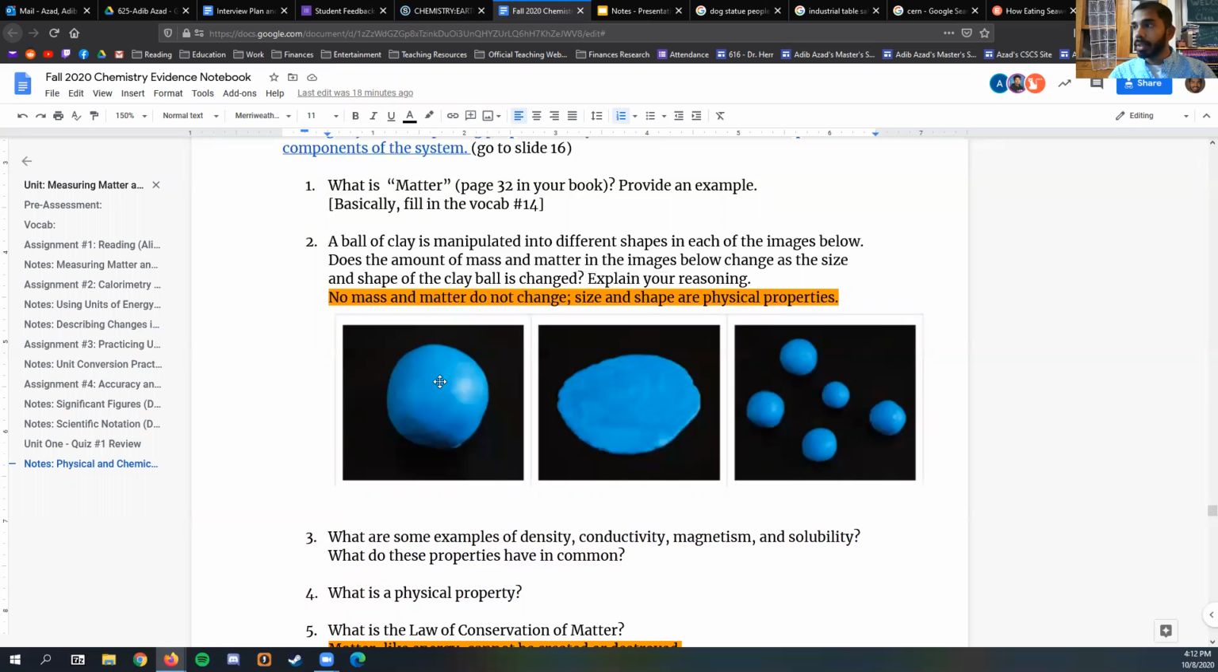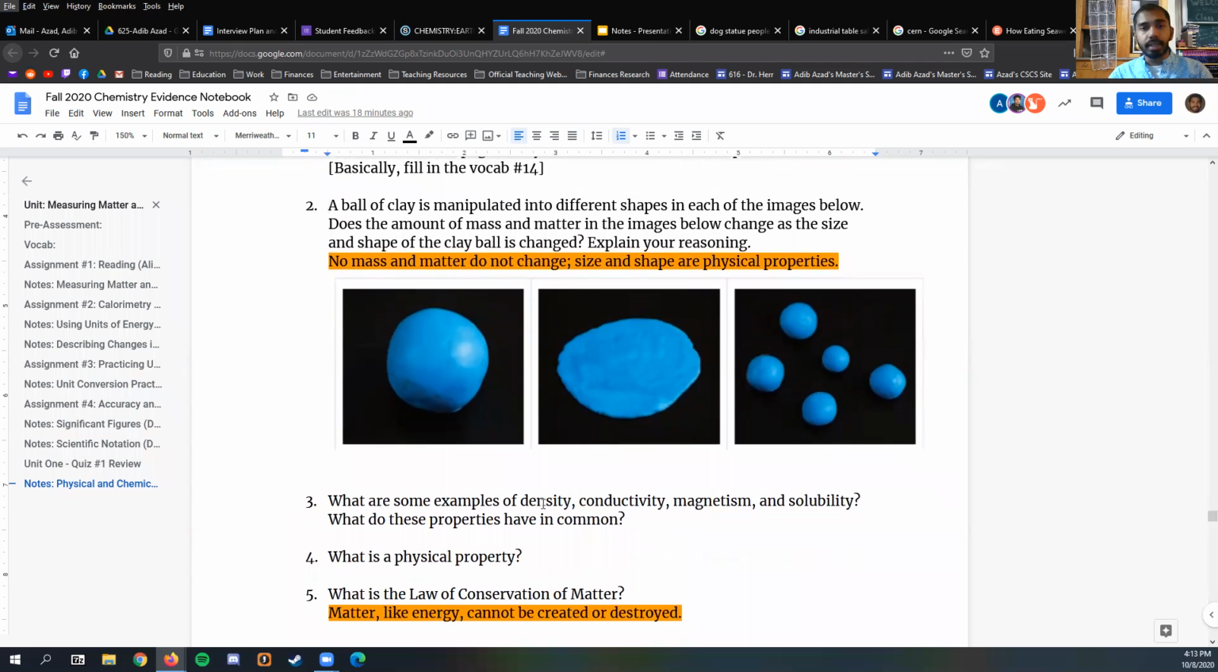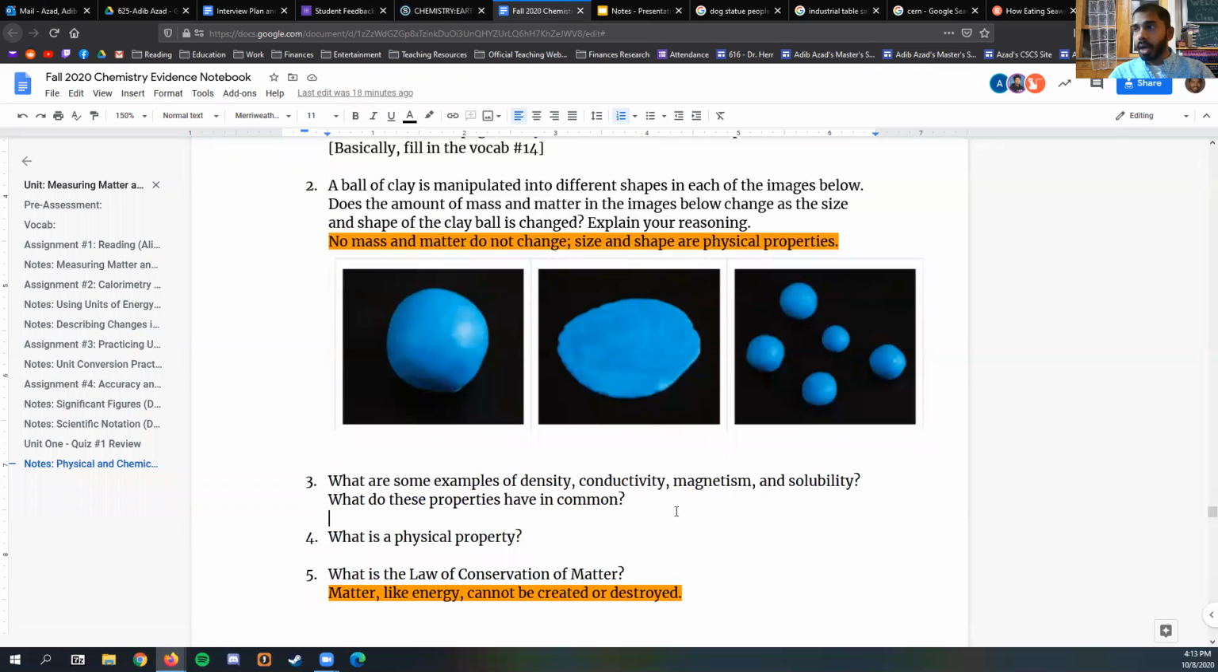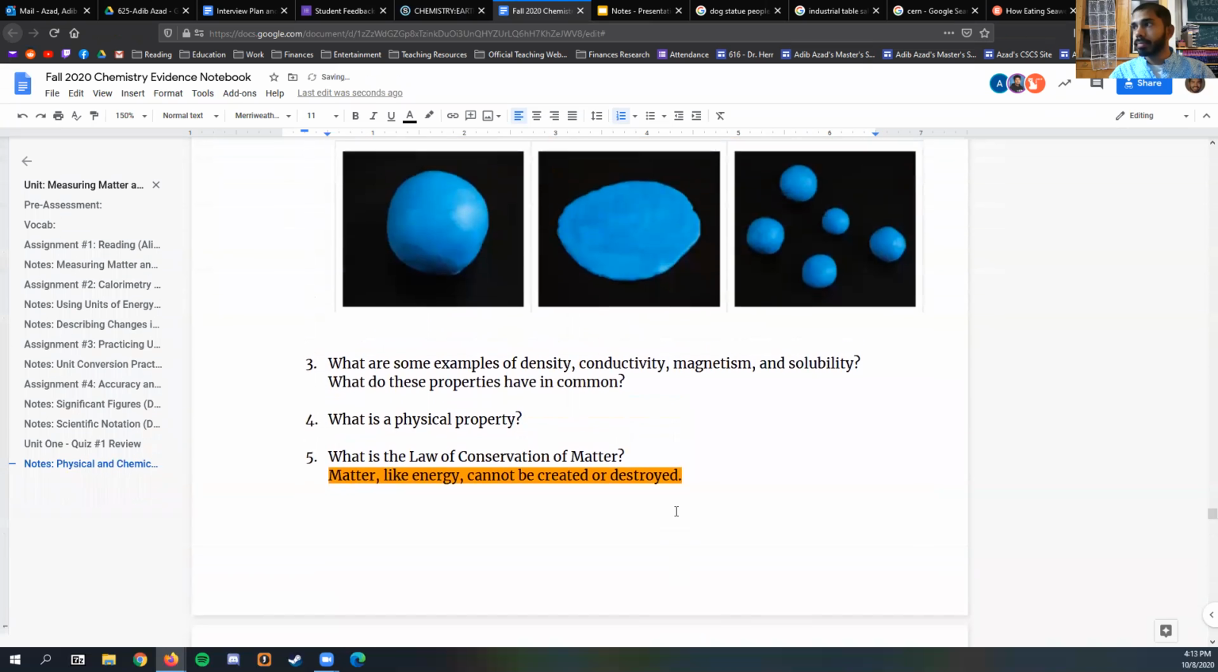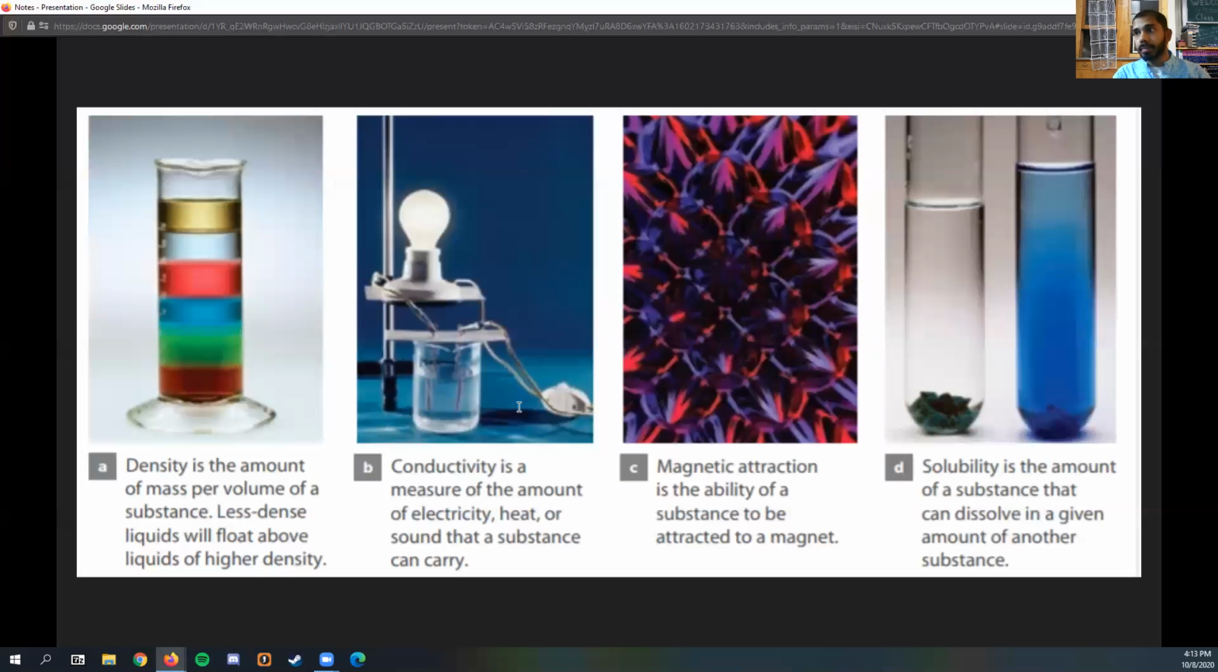And so for number 3, where I asked, what are some examples of density, conductivity, magnetism, and solubility, and what do these properties have in common? Well, I will first start off with the fact that these are all physical properties, right? Density, conductivity, magnetism, solubility, these are all things that are the property of a given object. So let's take a look at our presentation here.